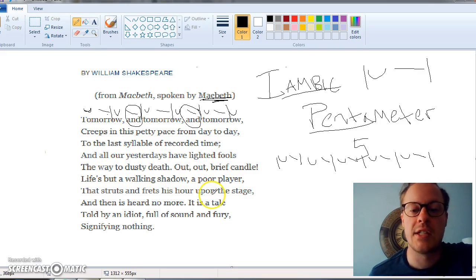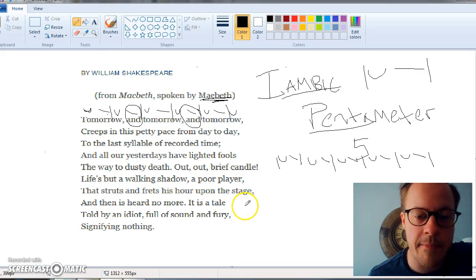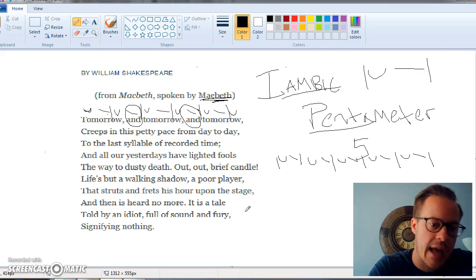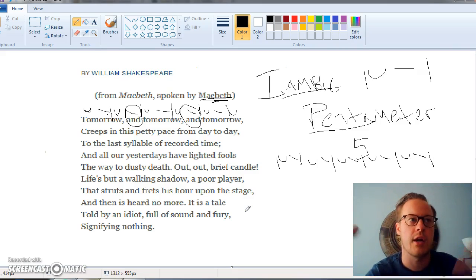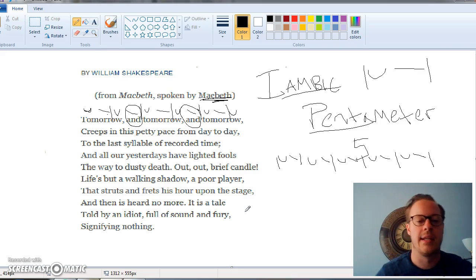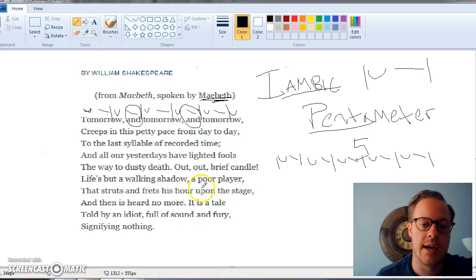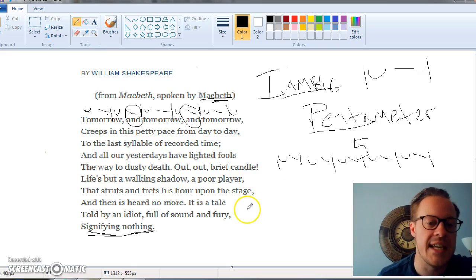"Creeps in this pace from day to day to the last syllable of recorded time." So that's kind of interesting, because what he's saying is that all of the days are going to go slowly and they're going to go monotonously, and it's as meaningless as a tale told by an idiot, full of sound and fury and signifying nothing. It's going to be as tedious as a twice-told tale.